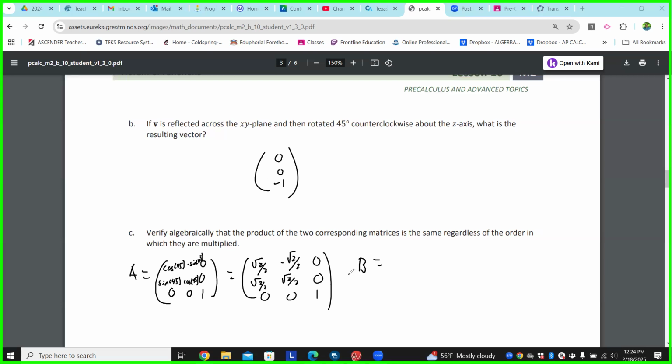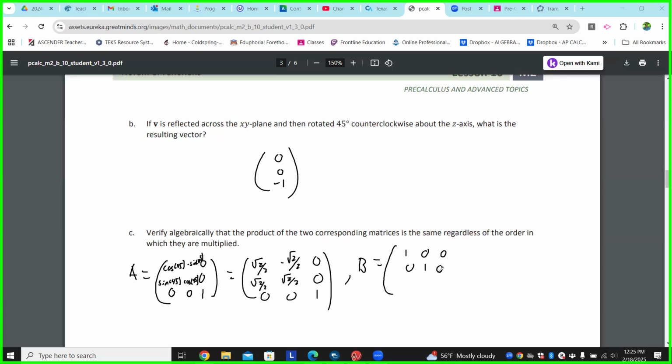Matrix B was a reflection over the xy plane. Okay. So if I'm reflecting across the XY plane, what axes are not being affected? X and Y. So this will remain 1, 0, 0, 0, 1, 0. All right. If I'm reflecting across the XY plane, the XY is still the same.